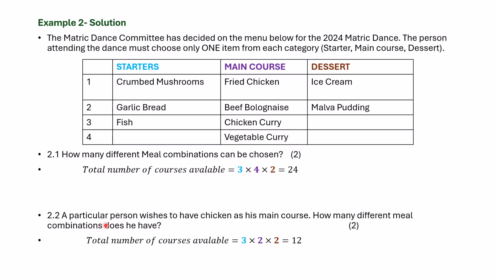Right, 2.2, a particular person wishes to have chicken as his main course. How many different meal combinations does he have? So he has 3 starters he can choose from. He has 2 desserts he can choose from, but under the main course, you see he wants chicken, so he can either choose fried chicken or chicken curry. He can't choose beef or vegetable, he wants chicken. So under main course, he only has 2 choices available to him. So therefore 3 times 2 times 2, which equals 12. So we have 12 combinations available.